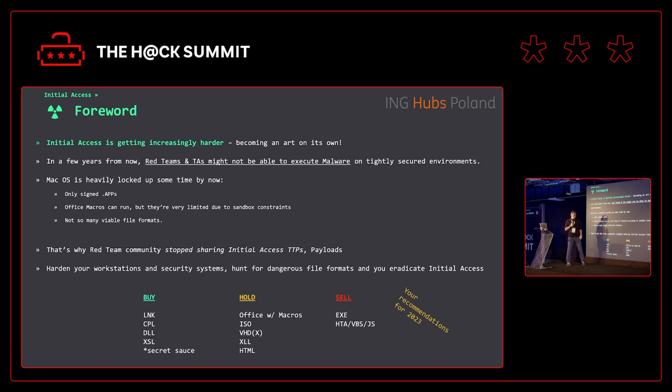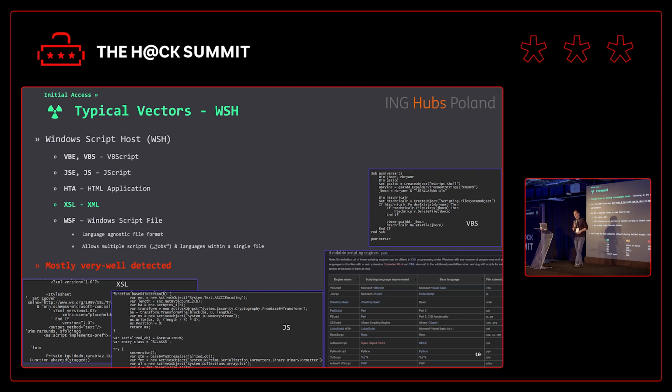So the recommendations for 2022: buy LNK, buy CPL. We're going to dissect this format in a little bit. Then hold on Office macros, hold on ISOs, and sell. If you are red teamers, and you base your tactics on EXE or HTAs, HTML applications, VBS scripts, and so on, then just change your tactics because they are not so viable for 2022.